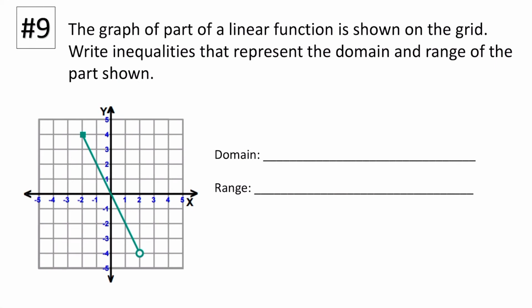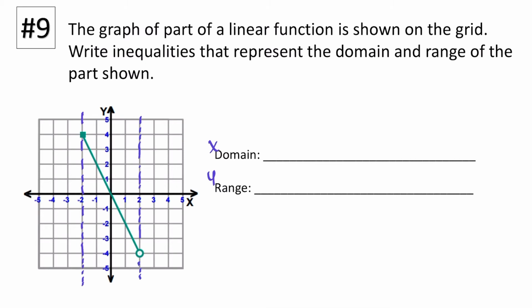So the graph of part of a linear function is shown on the grid. Write inequalities that represent the domain and range of the parts shown. So remember that the domain is going to be the x values, range is going to be the y values. So in this graph, we need to draw in our boundary lines. So the leftmost point for the domain is going to be here. So I'm going to draw in my boundary line. And then the rightmost point for the domain will be here. So I'm going to draw in my boundary line.